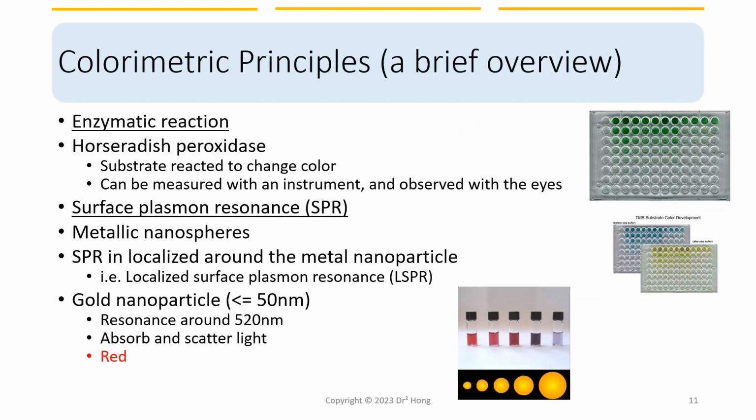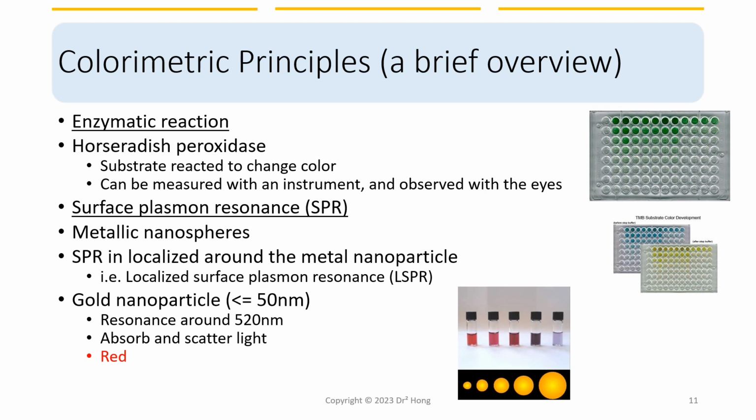Another commonly used optical detection technique is colorimetric. First, we have enzymatic reactions with the use of horseradish peroxidase. The enzyme can react with a specific substrate to create a color change, and the changes can then be measured with an instrument and/or observed with the naked eye. This principle is applied in enzyme-linked immunosorbent assay, which we will discuss in the later part of the lecture.